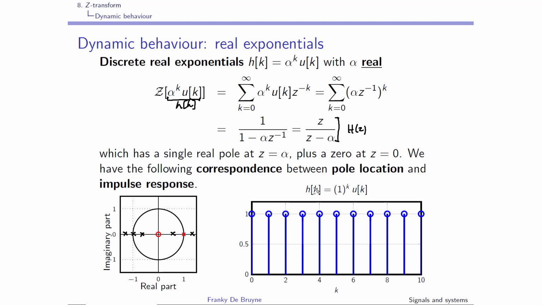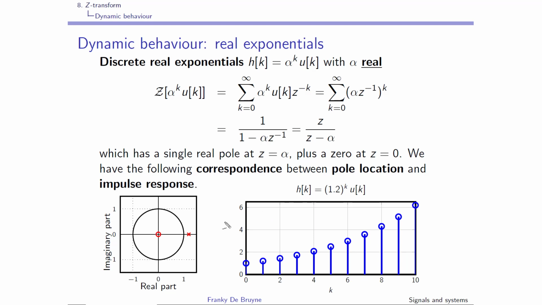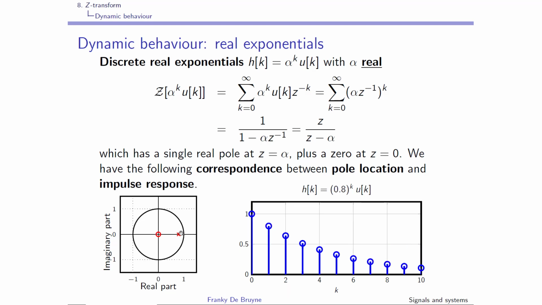If alpha is equal to 1, then h of k is simply u of k. And this corresponds to an integrating system. We put a delta at the input, and what we have at the output is its integral, u of k. Here we have an alpha that is larger than 1. So this is the pole location, and of course here if you plug something larger than 1, you will see that you'll have an impulse response that will be growing with increasing k, as you can see over here. Well, next we have a pole location here. Alpha is still positive, but it's smaller than 1.